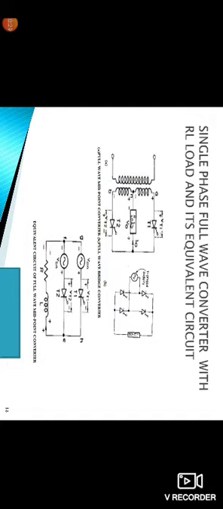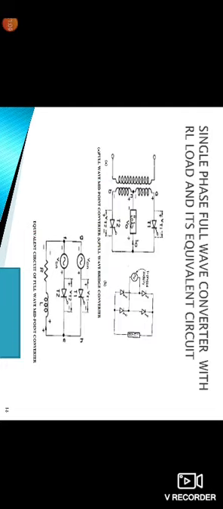Here is the single phase full wave converter with RL load and its equivalent circuit. The first circuit is the full wave midpoint converter, and the second one is the full wave bridge converter, along with the equivalent circuit of the full wave midpoint converter. The full wave midpoint converter consists of a center tap transformer and a load, with two thyristors T1 and T2. Their voltages are Vt1 and Vt2, the output current is I0, and the output voltage is V0. This is the full wave midpoint converter.